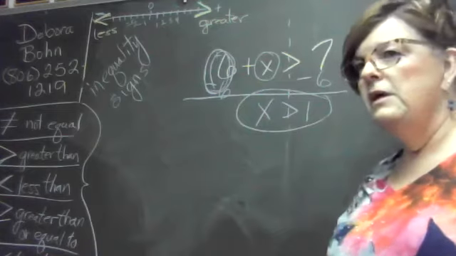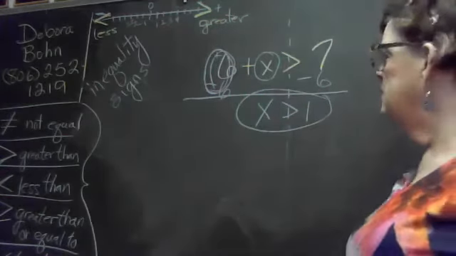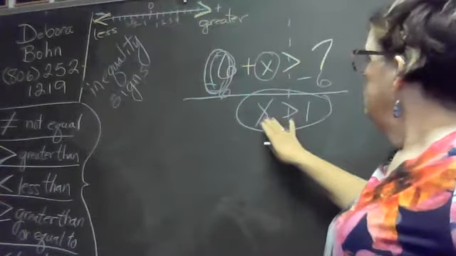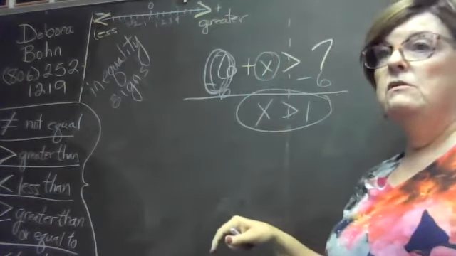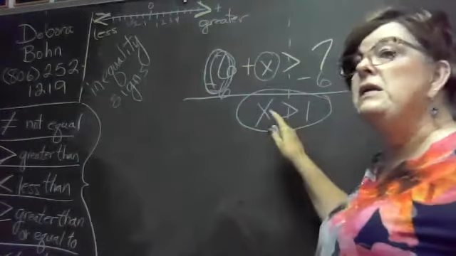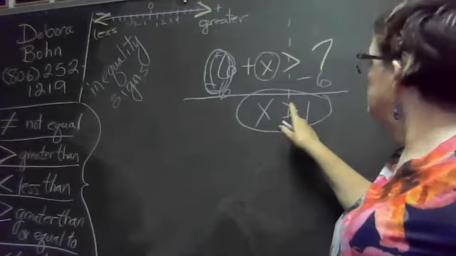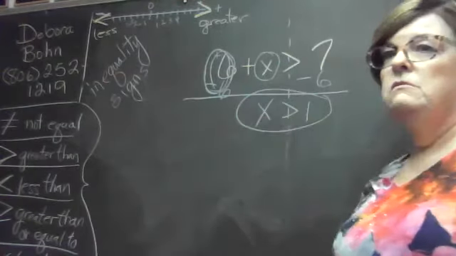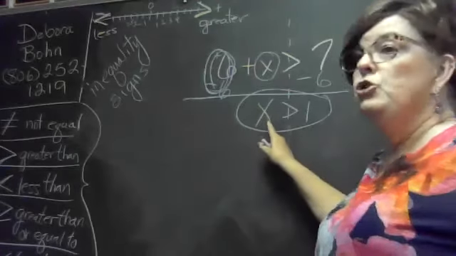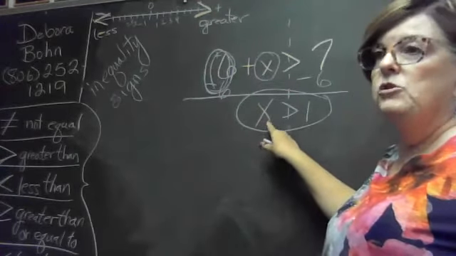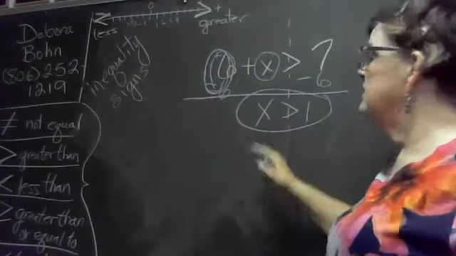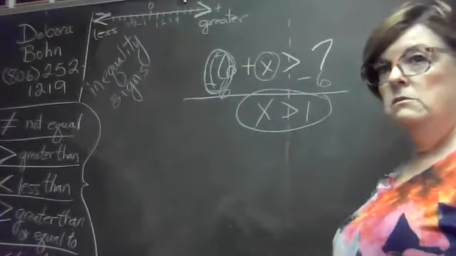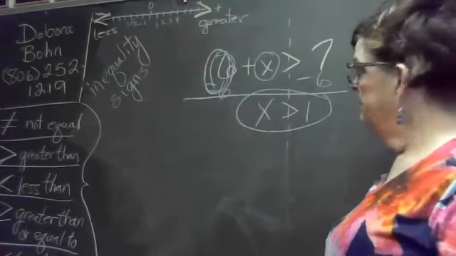And translated, what this is actually saying is the value of x in this problem only can be any number that's bigger than a positive 1. So x could be 2, x could be 3, x could be 4. In inequalities, x will stand for more than one value. Okay?